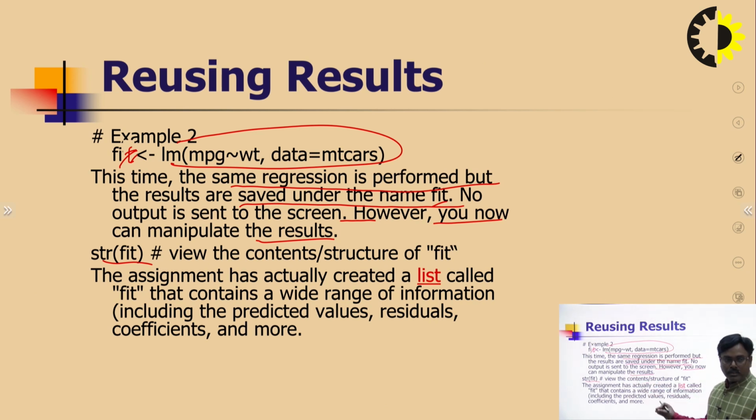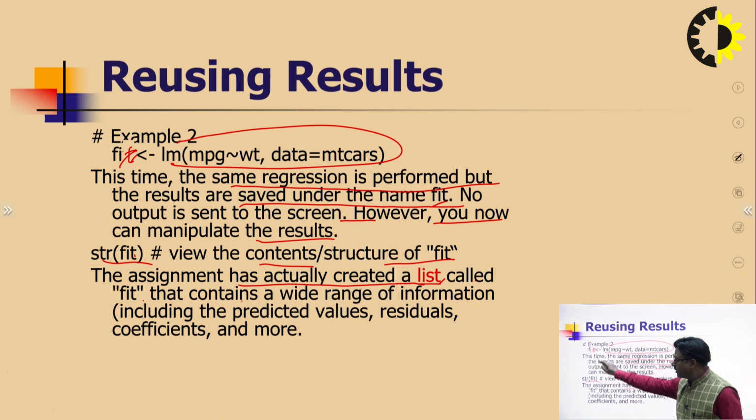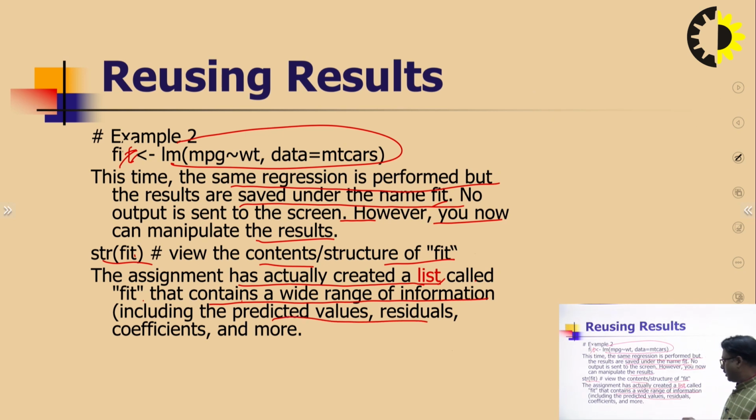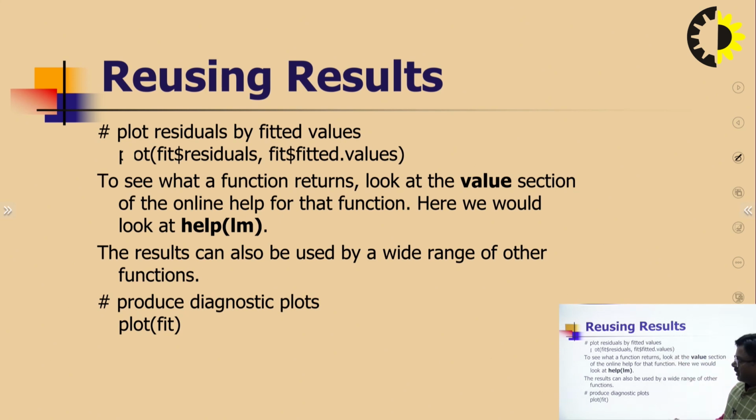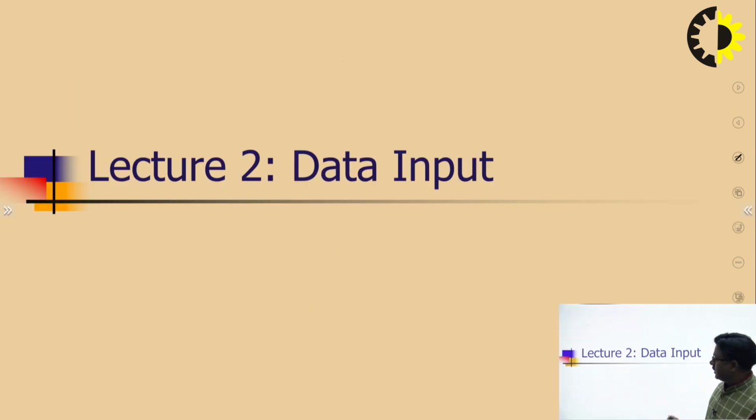This is the reusing of results. View the structure of its contents. The assignment has actually created a list called fit. This means a list has been created in fit, and that list can be utilized here. It contains a wide range of information: predicted values, residuals, coefficients, and more. This is an example. You can use help, and there are many things about how to use this reuse.